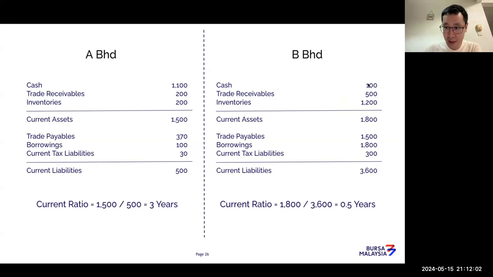B Berhad, you see, cash is like this. Most of the money is actually stuck. It's either in the stock, the inventories, or trade receivable. So because of this, how do you actually expect B Berhad to pay out dividends to shareholders? That's number one. Number two, where on earth does the company get the funding to grow its business in the future? A bit difficult, lor, right? So therefore, that's why we will choose A Berhad over B Berhad. Okay, so there's a reason for it.